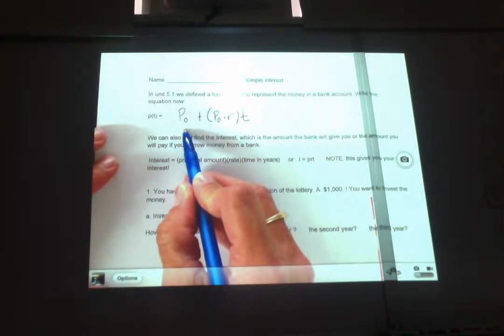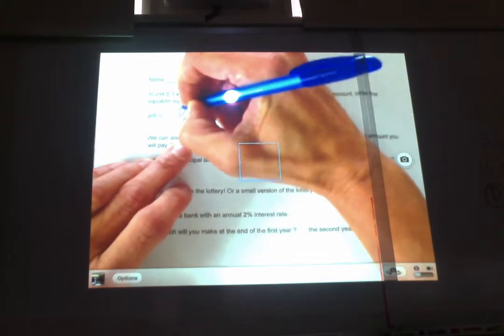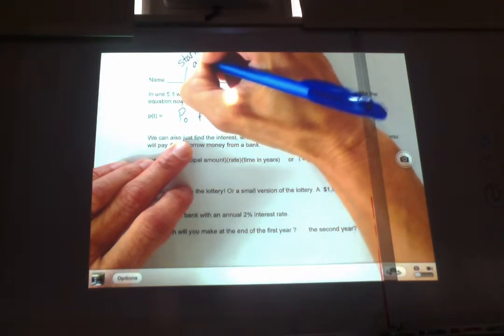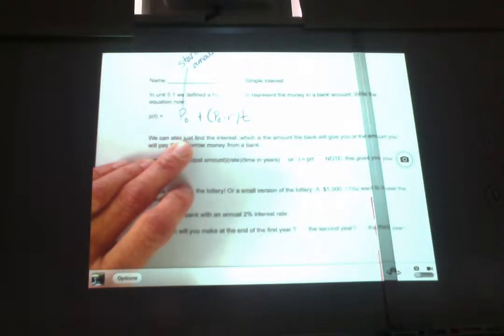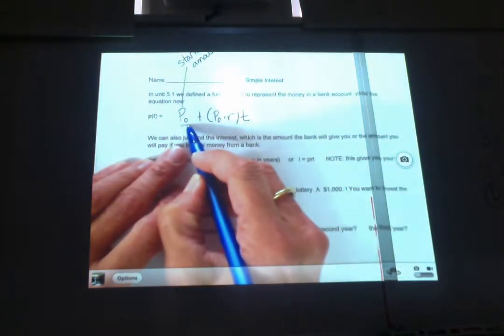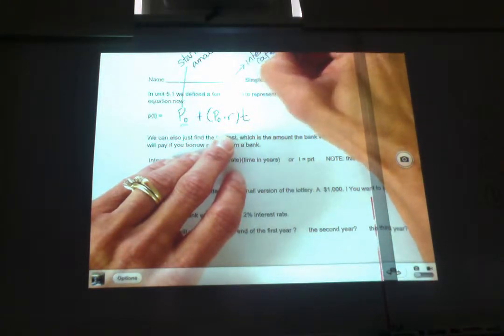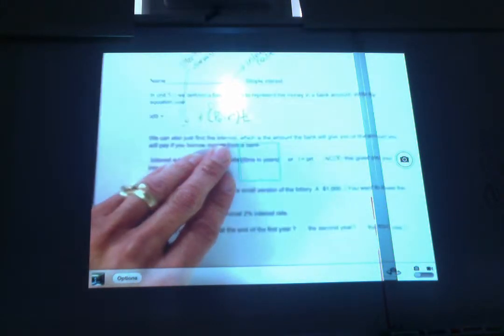P0. Who remembers from yesterday what P0 represents? The original amount. Okay, make a little note to yourself: starting amount. You're putting money into the bank, and whatever you start with is the principal at time 0. It's the amount of money you start with. What does R represent? The rate. Interest rate.